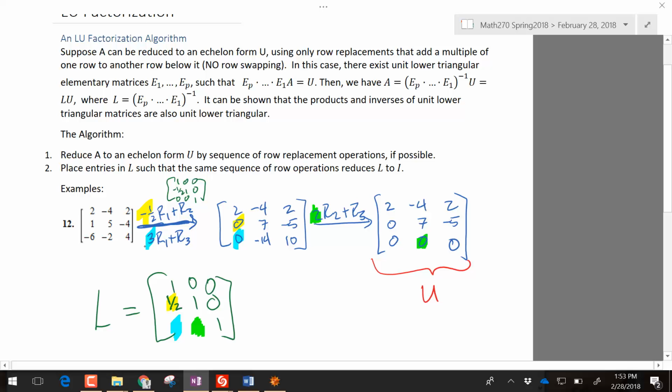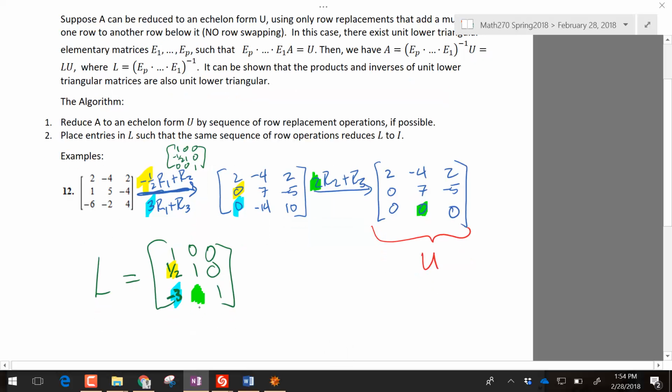The next operation that we did took the first slot in the third row, and we multiplied that by 3. So the inverse would be multiplying it by negative 3. And then the last one for this slot, we got rid of that by multiplying the second row by 2 and adding it to the third row. So we're going to multiply it by negative 2. That's the inverse. So this is your L matrix.